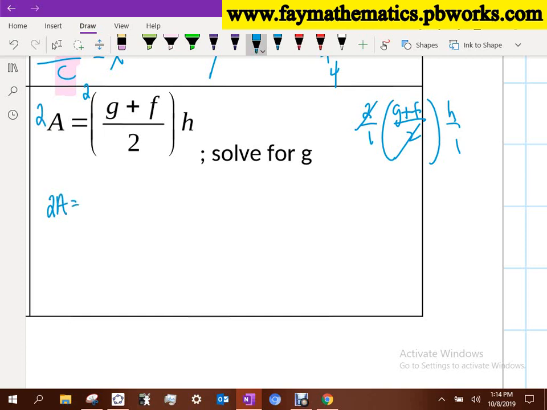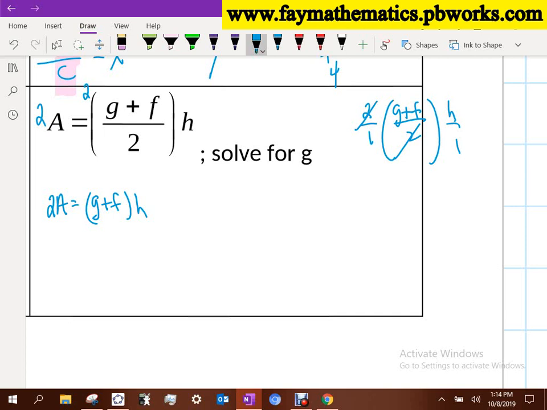equals now G plus F, and I've got my H. I like multiplying there by 2. That makes sense, I think. Now, remember what we want to get by itself. We want to get that G by itself, right? Why would I divide by 2?